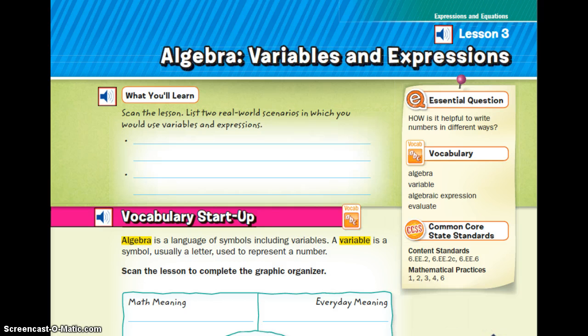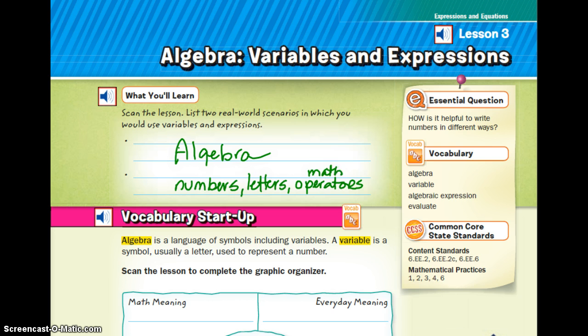Algebra is all about numbers, letters, and math operators, which we commonly refer to as addition, subtraction, multiplication, and division, and exponents. Okay, so let's go ahead and look at this.